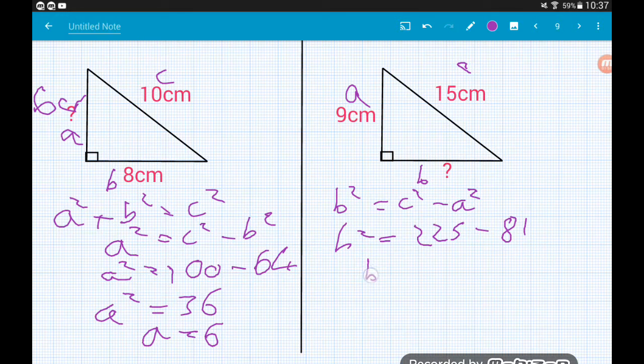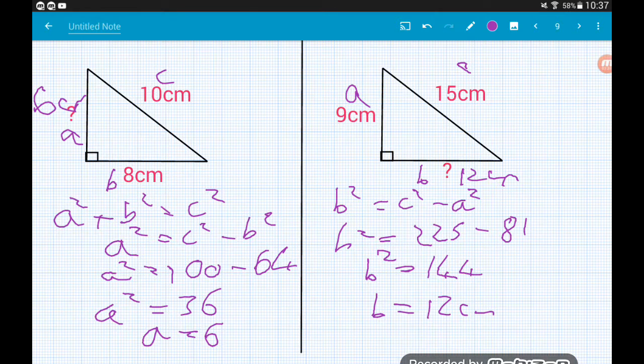So that's going to give us B squared is equal to 144. So if we square root, that tells us B is equal to 12 centimeters. So that's our answer. B is equal to 12 centimeters. Again here, we've got two examples of Pythagorean triples, two examples where A squared plus B squared equals C squared, and everything is nice, whole, integer numbers.